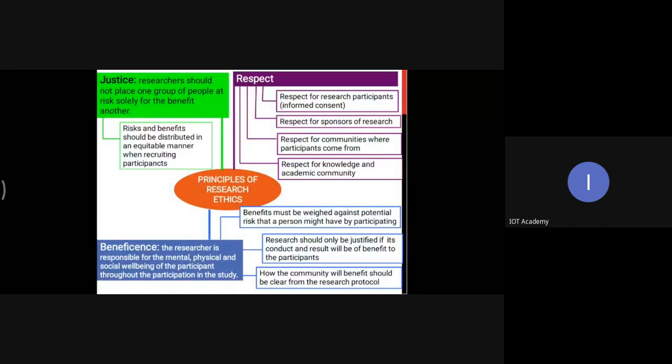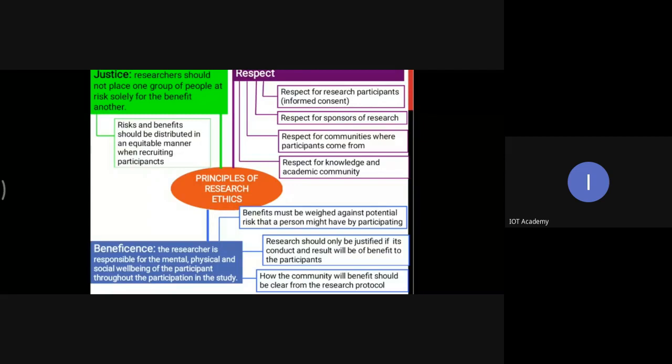And justice talks about fairness, that they should not be demarcated in any way, and there has to be respect for the research participants, and for the sponsors of the research who are giving money for the research. You have to be true and loyal to them, and for the communities or the participants wherever they are coming from, there should not be any kind of discrimination on the basis of caste, creed, sex, or anything else. And of course, there has to be respect for the academic fraternity. If we follow these principles of ethical research, definitely the motive for which we were doing the research would be fulfilled, and the research would be justified also.